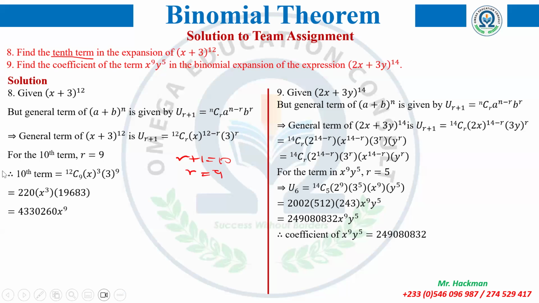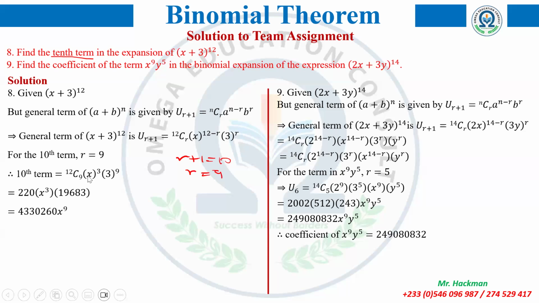So it means, therefore, the 10th term will be equal to, you substitute r here in the general term formula for this expansion. So that will give you 12 combination 9. Then in bracket, this will give you 12 minus 9, and 12 minus 9 is 3. Then into 3 into what? Your r, which is 9. So you use your calculator to find this, which will give us 220.